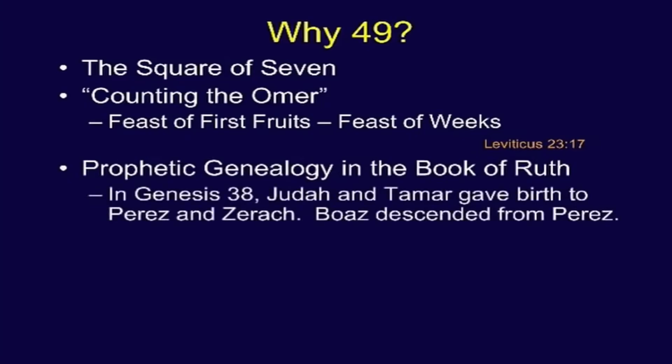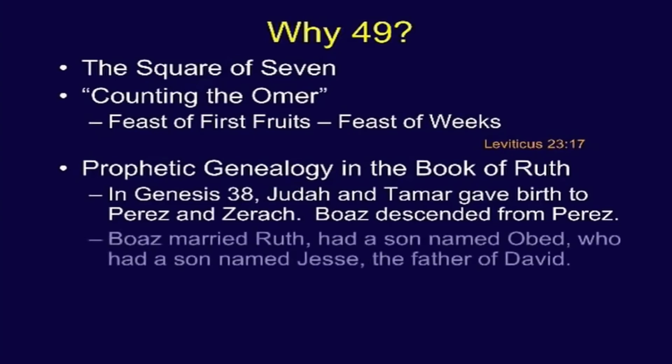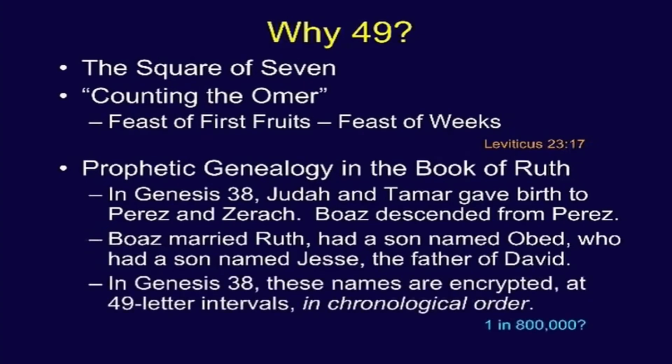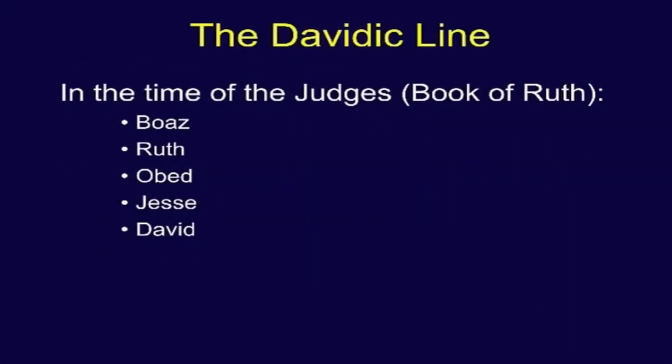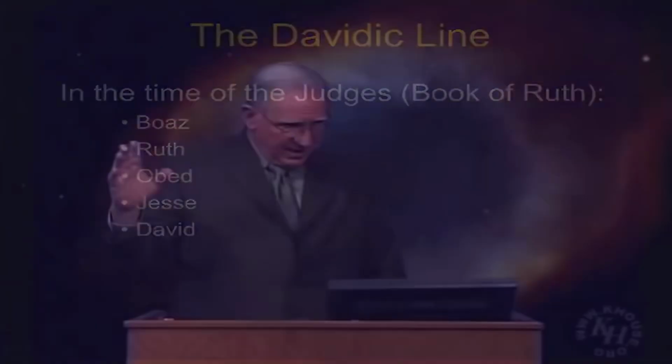In Genesis 38, Judah and Tamar give birth to Perez and Zerach. Boaz descended from Perez. Boaz married Ruth, had a son named Obed. Obed had a son Jesse, and the father of David. In Genesis 38, in the days of Moses, these names are encrypted at 49 letter intervals in chronological order. Bear in mind, in the book of Ruth, which is the time of the Judges, it mentions Boaz, Ruth, Obed, Jesse, David. Fine. But that's not even until Samuel. We haven't got to the monarchy yet.